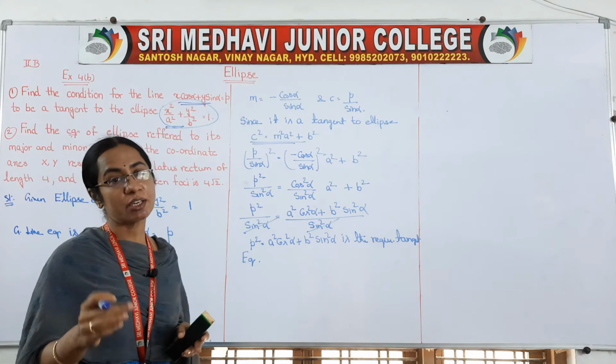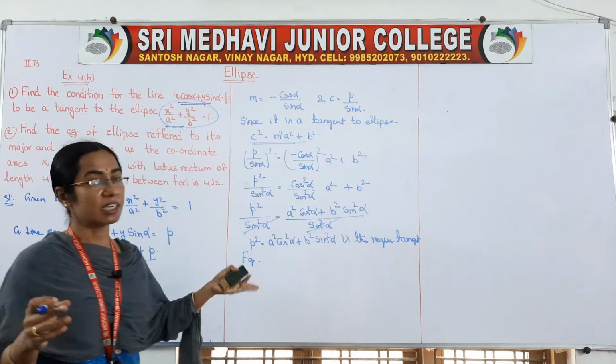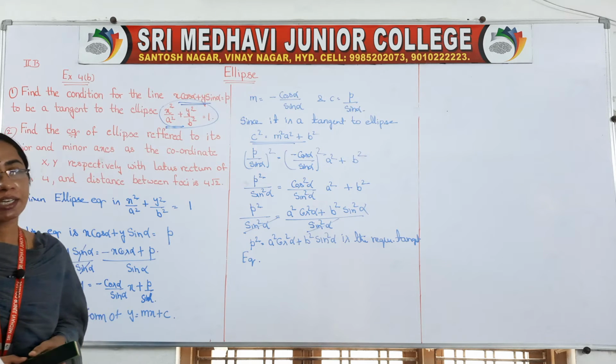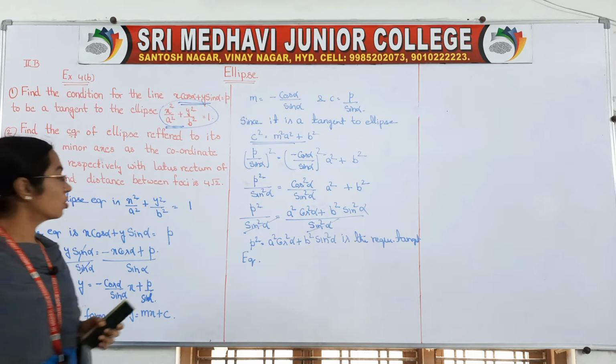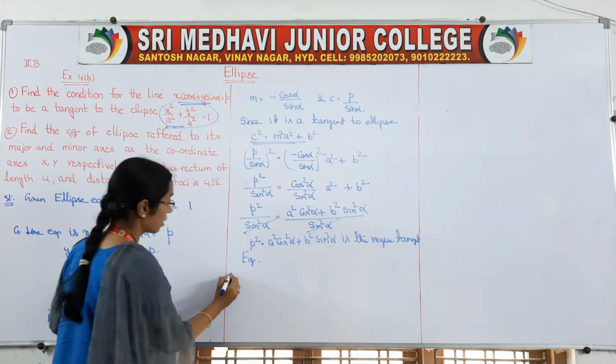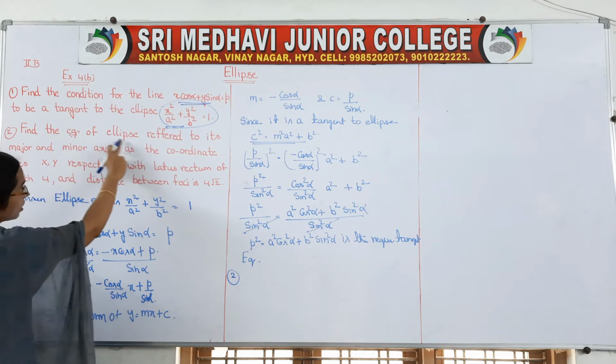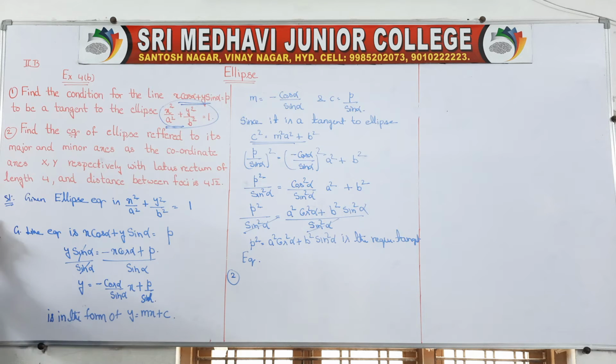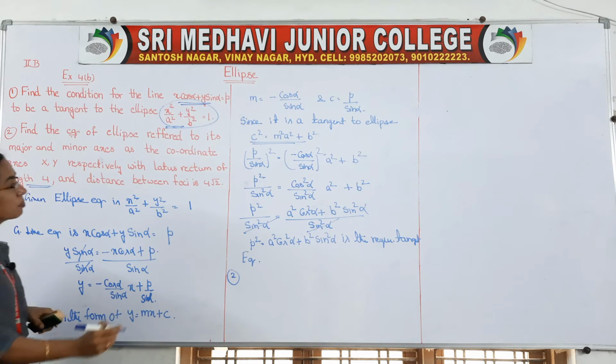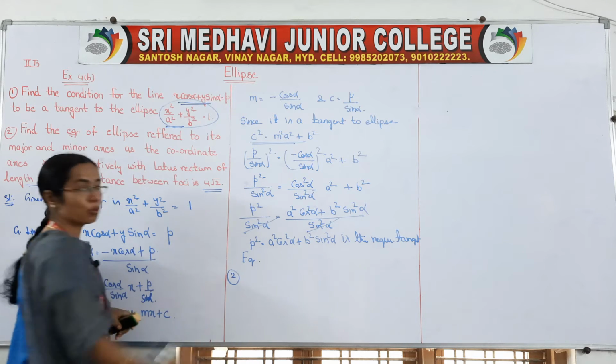Find out the m value and c value, substitute in the condition, and you will get your required condition. Okay, so now come to the second question. What is your second question? Find the equation of the ellipse referred to its major and minor axes as the coordinate axes x, y respectively, with a latus rectum of length 4 and the distance between foci is 4 root 2.